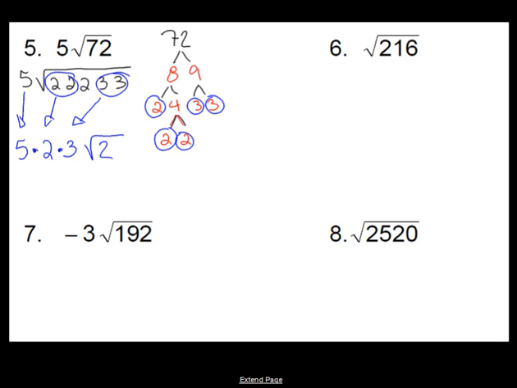I now multiply the numbers on the outside: 5 times 2 times 3, which gives me 30 times the square root of 2.